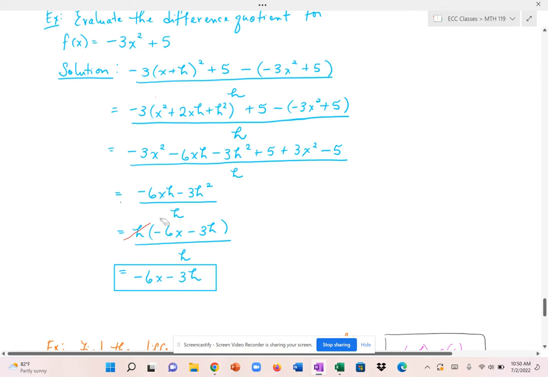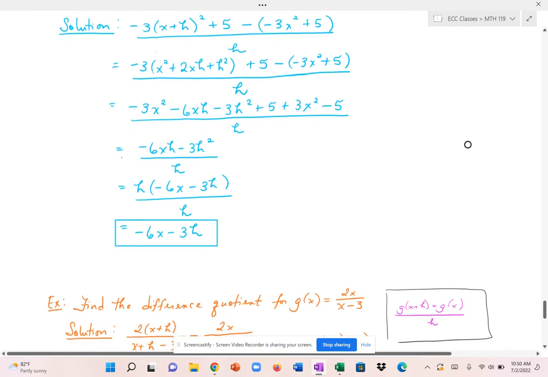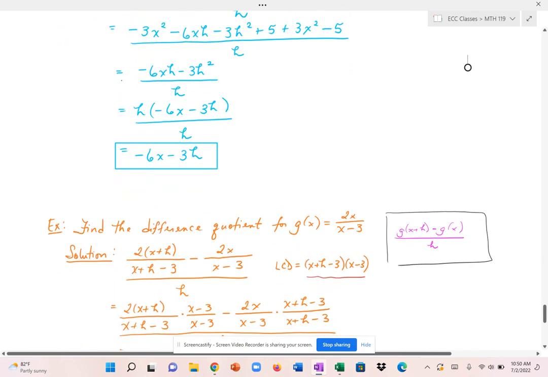So you're just evaluating the difference quotient. You're not trying to solve any kind of equation. You're just plugging into the difference quotient definition and simplifying it as much as possible. Okay, here's another one. This one's a little bit harder because your original function is a rational function, and you have x's in two places. So instead of using f of x notation, I'm going to express the difference quotient in terms of g of x, which would look like this.